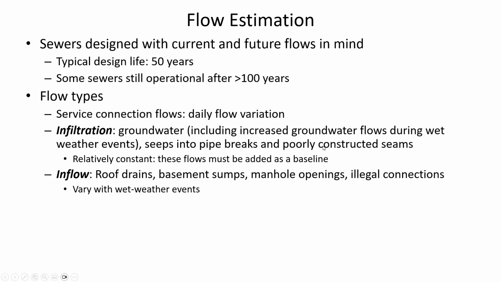It kind of adds some baseline on top of the flow that humans are going to be contributing to the sewer. Groundwater tables can rise and fall, and so it is possible that during dry weather, if the groundwater table falls, you wouldn't see infiltration, and then during wet weather, as the groundwater table rises, maybe the groundwater would submerge the pipe in a way that it isn't always submerged. So there can be some variation in infiltration.